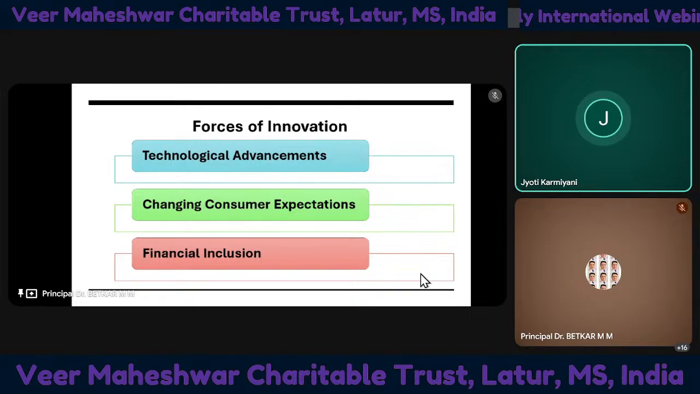The next is that today we can see the customers, particularly the younger generation, expect financial services to be convenient, personalized, and available 24/7. Fintech companies have capitalized on these expectations. Then fintech has the potential to bring financial services to underserved populations, particularly in developing countries.